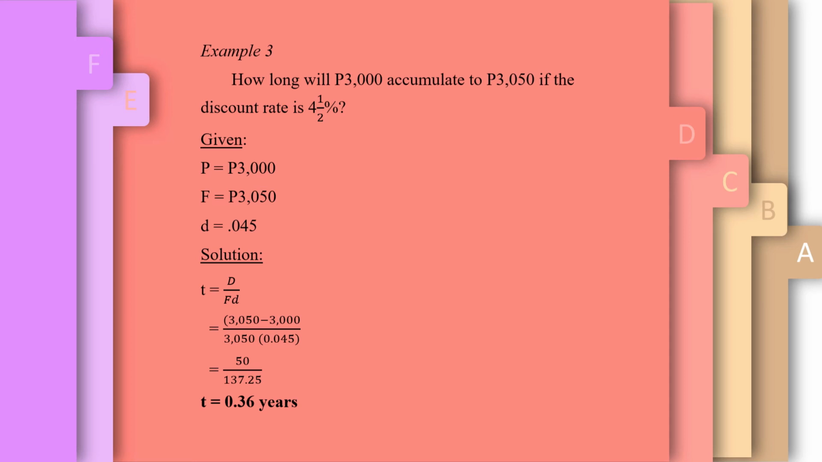So now let's solve for the time. Since it's asking for how long, that is the time. So the formula is T is equal to the discount over the maturity amount and the discount rate. So we have discount is equal to amount of maturity minus the principal amount. So we have 3,050 pesos minus 3,000 over 3,050 pesos times the discount rate of 0.045. Then we have 50 pesos over 137.25 pesos. Thus, the answer is 0.36 years.